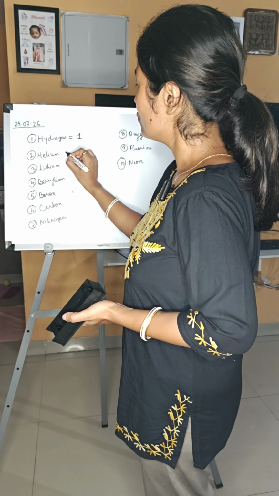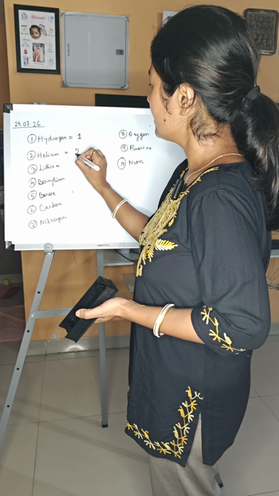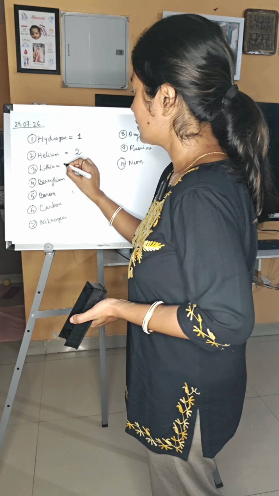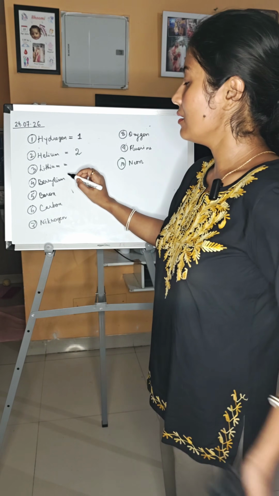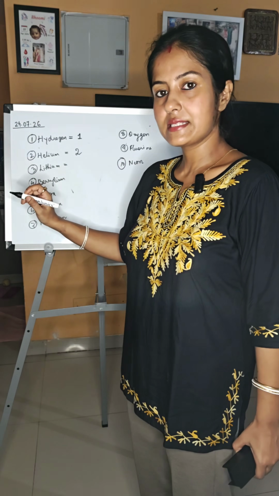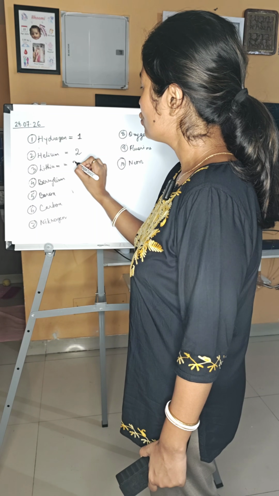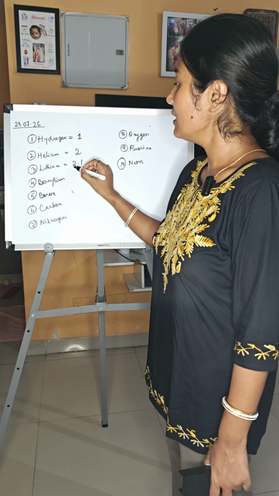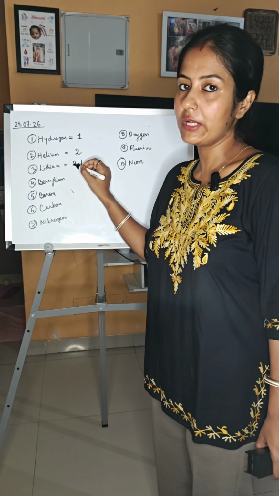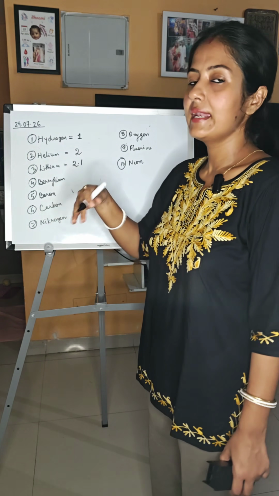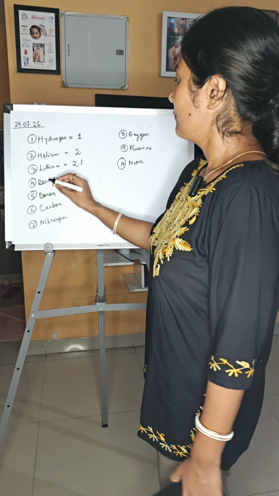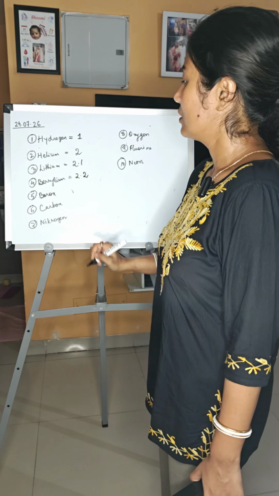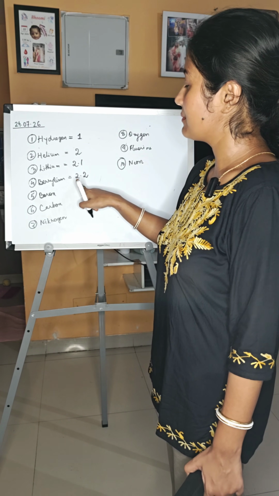For atomic number 2, the electronic configuration will be 2. That means 2 electrons will be arranged in the K shell. Now for the third element, lithium, where the atomic number is 3, the arrangement will be 2.1. Why is it so? Because the first shell can accommodate a maximum of 2 electrons. So the third electron will go to the next shell, that is the L shell. Beryllium, atomic number 4, arrangement will be 2.2, because the first shell can accommodate a maximum of 2 electrons.